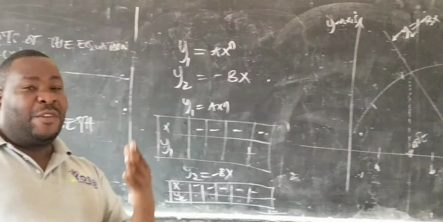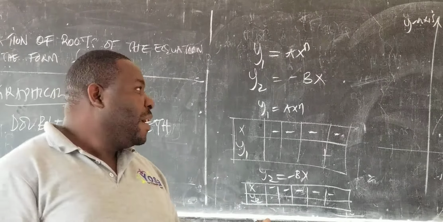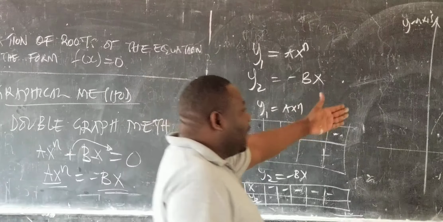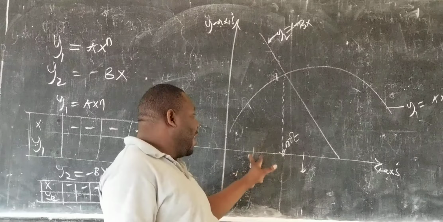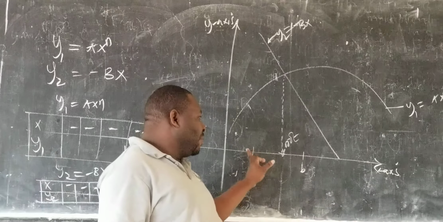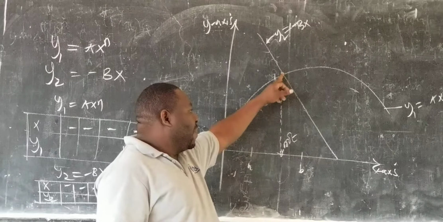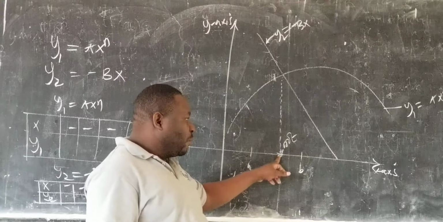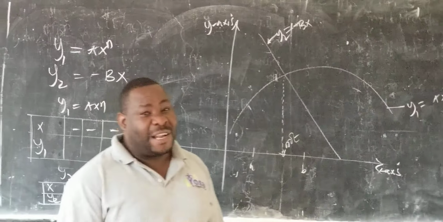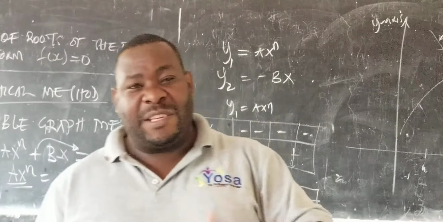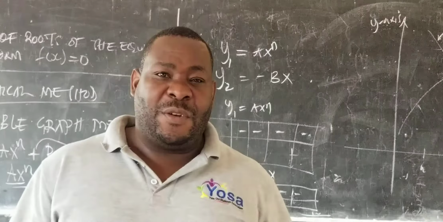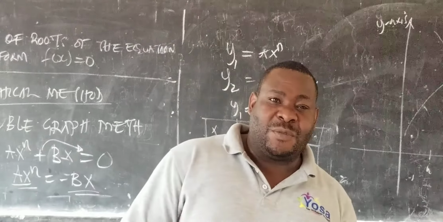Using graphs means that you have to split the equation into two. Then you draw the two graphs, y1 and y2. Where they intersect, they say they intersect in the interval between x equal to a and x equal to b. Where they intersect, you locate the root on the x-axis, and that is the double graph method of locating the root and locating the interval where the root of the equation is expected to lie.